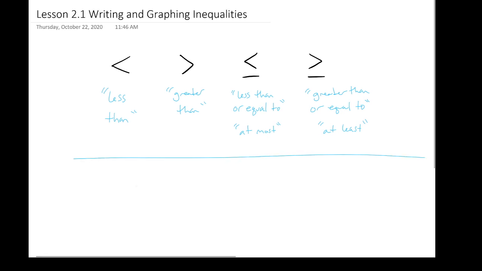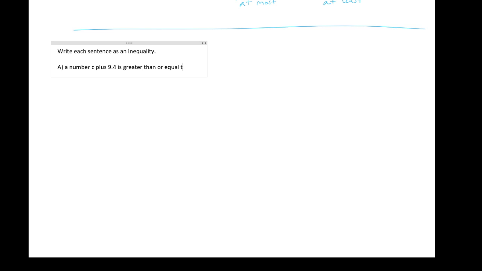So let's do some practice here, writing some terminology. We're going to write each of these as an inequality. The first will be: a number C plus 9.4 is greater than or equal to -6. This one's pretty straightforward.